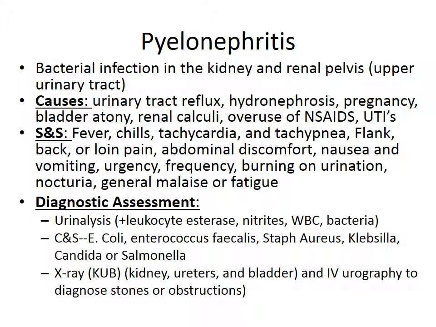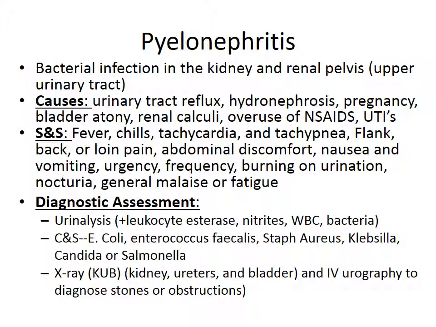Pyelonephritis. Pyelonephritis is a bacterial infection in the kidney and renal pelvis of the upper urinary tract. Causes of pyelonephritis are most commonly an untreated urinary tract infection that develops reflux upwards into these organs, hydronephrosis, pregnancy, bladder atony, renal calculi, overuse of non-steroidal anti-inflammatories, and urinary tract infections. Signs and symptoms include fever, chills, tachycardia, tachypnea, flank, back, or loin pain, abdominal discomfort, nausea and vomiting, urgency, frequency, burning on urination, nocturia, and general malaise or fatigue.